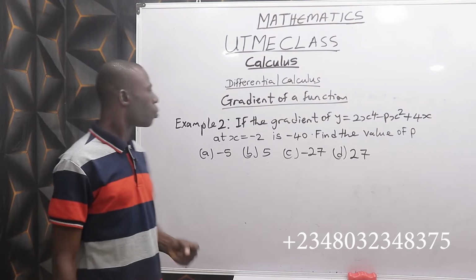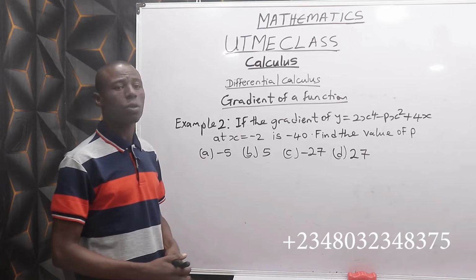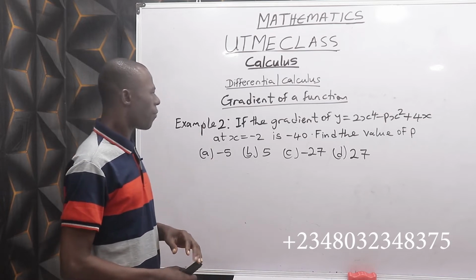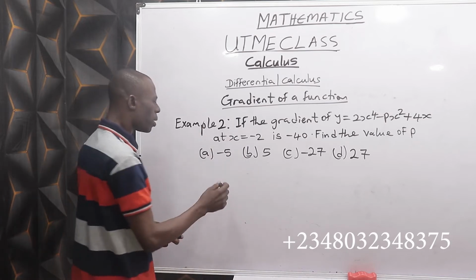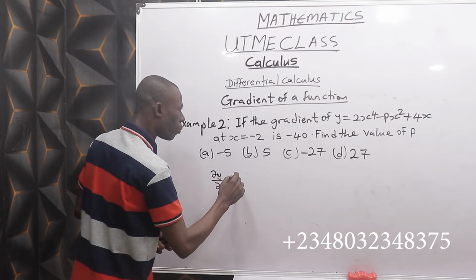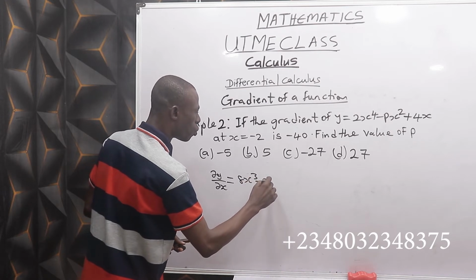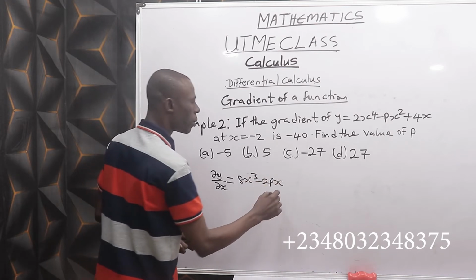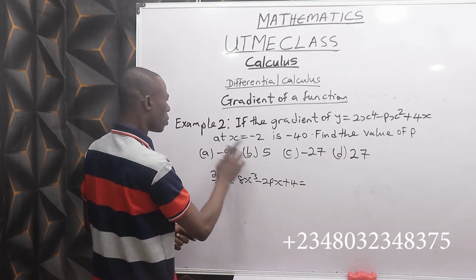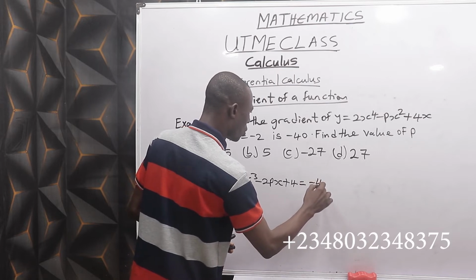Let's consider example 2. If the gradient of y equals 2x raised to the power 4 minus px raised to the power 2 plus 4x at x equals negative 2 is negative 40, find the value of p. What we mean is that dy/dx will be equal to 8x raised to the power 3 minus 2px plus 4, and it is equal to what has been given before, which is minus 40.